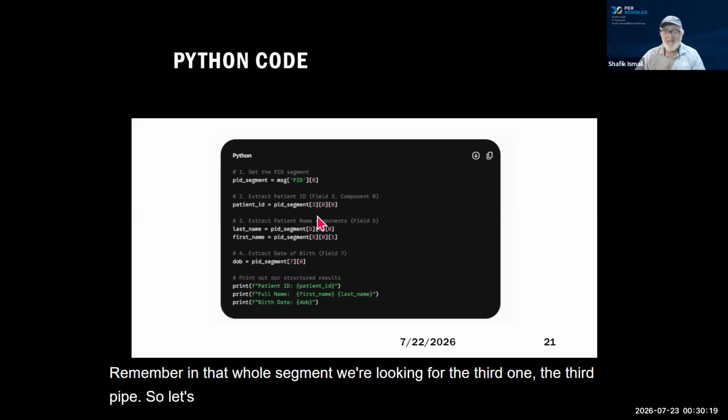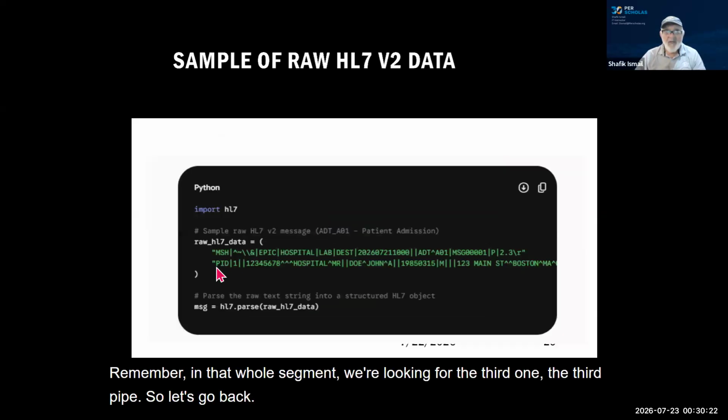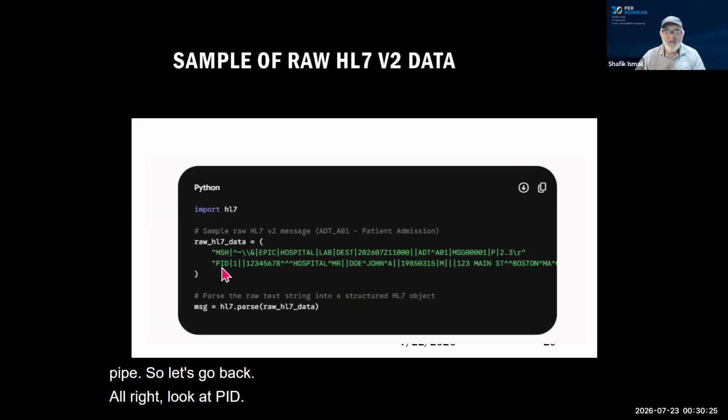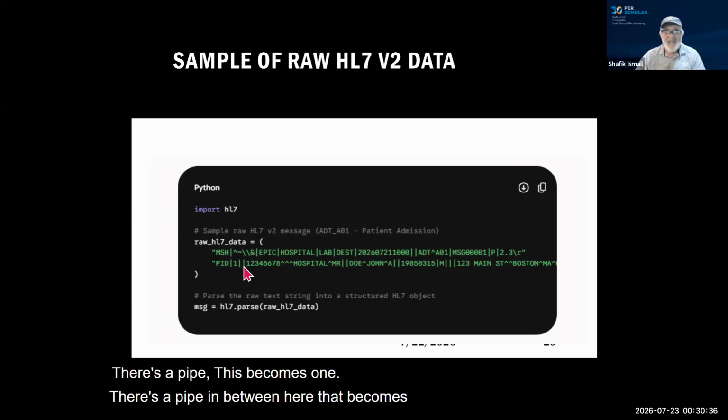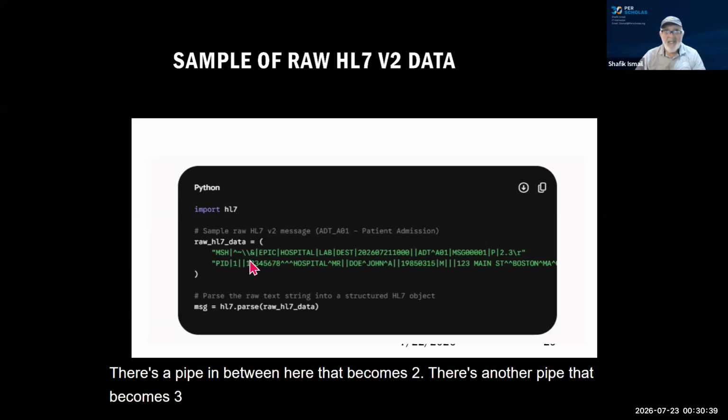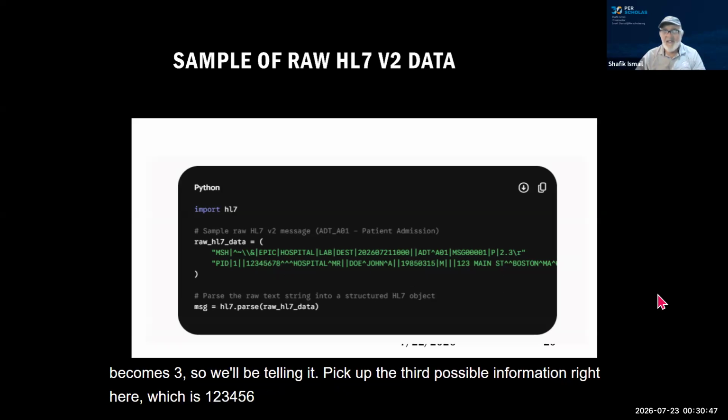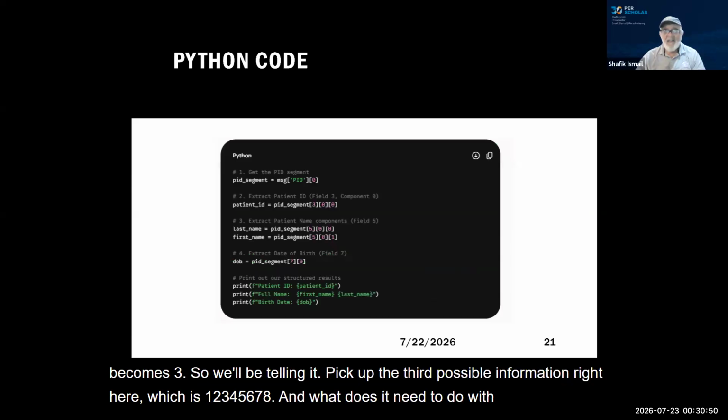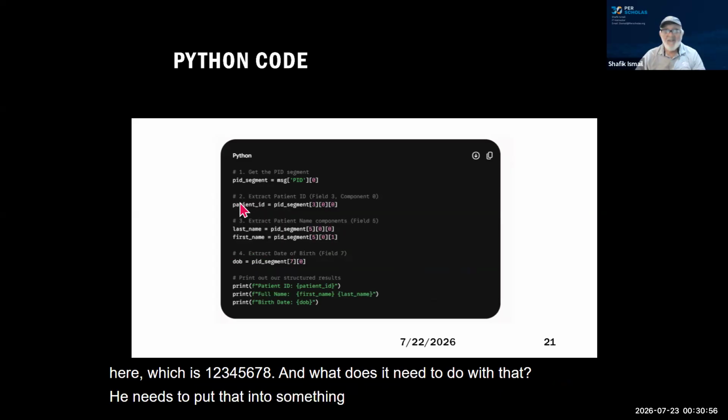So let's go back. Look at PID. This is 0. There's a pipe. This becomes 1. There's a pipe. In between here, that becomes 2. There's another pipe. That becomes 3. So we're telling it, pick up the 3rd possible information right here, which is 1, 2, 3, 4, 5, 6, 7, 8. And what does it need to do with that? It needs to put that into something called patient ID. So that's how we extract the patient ID.